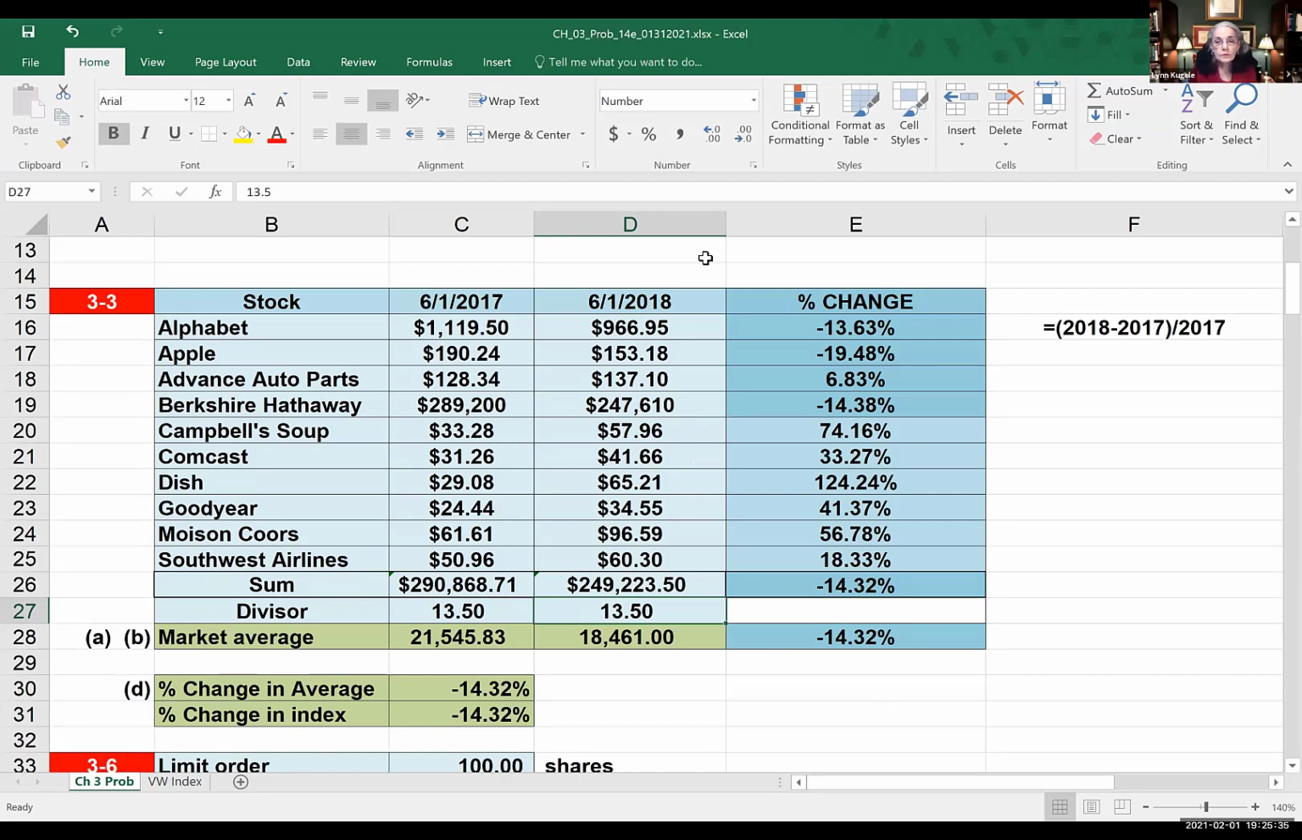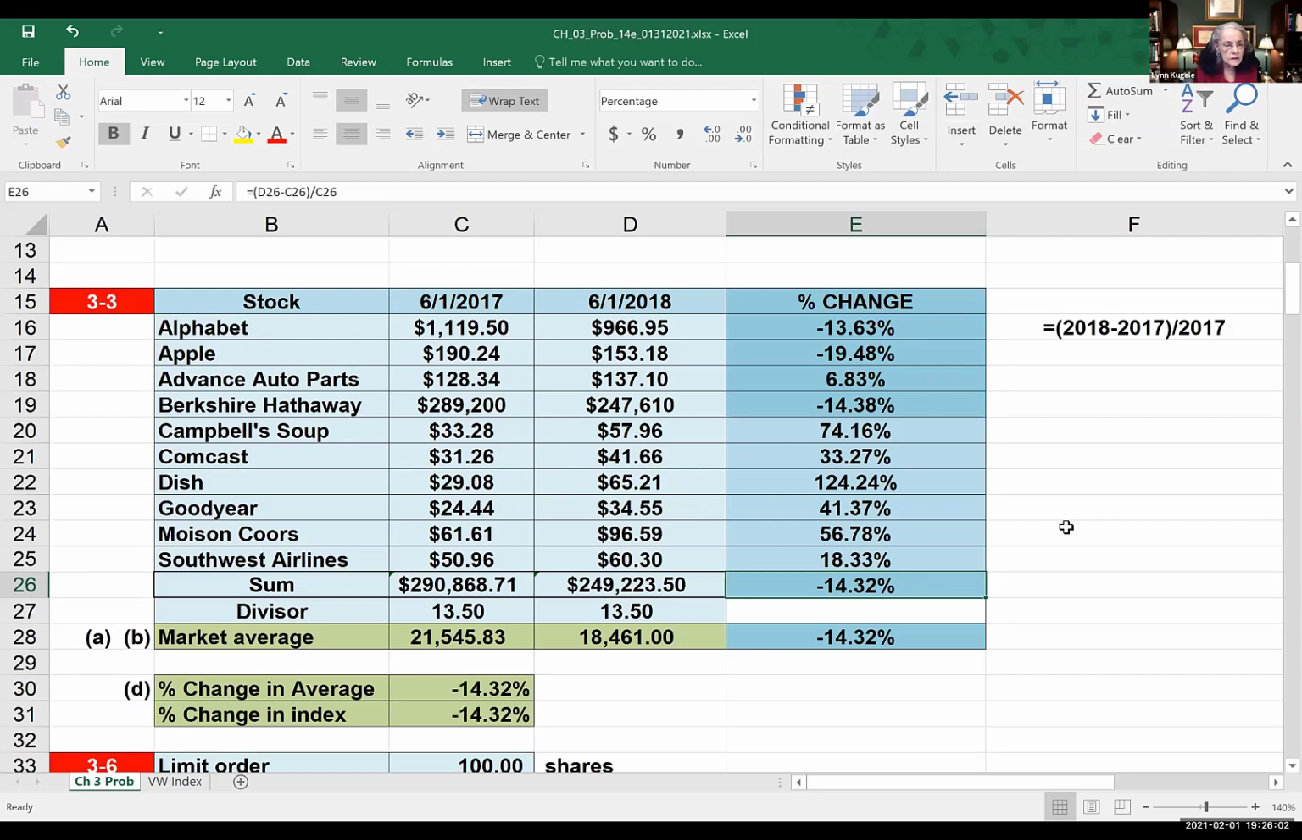Okay, same question, percentage change. 2018 minus 2017 divided by 2017. There they are. Okay, I got a question, Dr. Kugerly. What does the percent change tell us based on the particular stock? The price went down. It's just telling you those went down. That one, the overall, it went down.